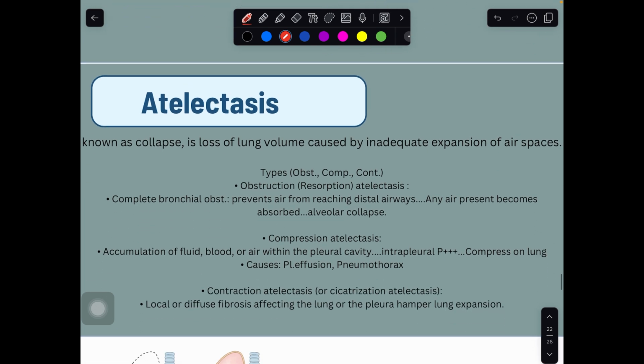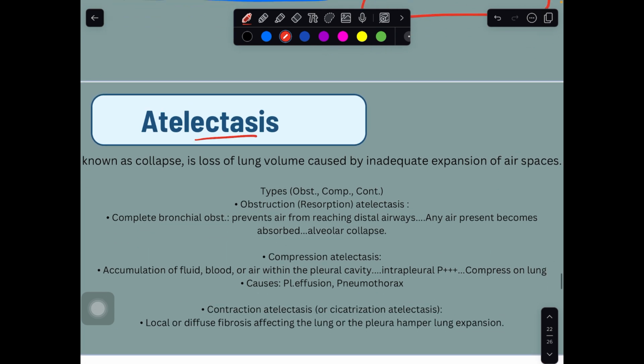Lastly, we come to the atelectasis. Ectasis was dilation. A meaning there is no dilation, it is the opposite, there's collapse. Collapse of the lung. Why is the lung collapsed? Because of three different types: there's obstruction, compression, and contraction.